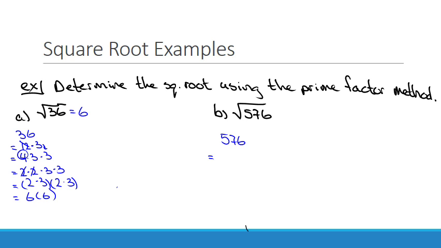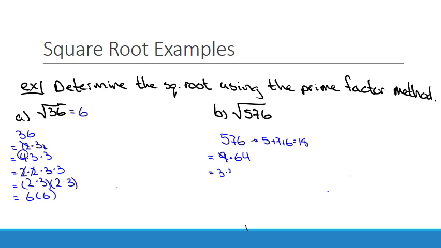One of the division rules I want to share with you is the rule for 9. If you add the digits of the number you're wondering about, and if it adds to a multiple of 9, then that number is divisible by 9. So if I look at this, 5 plus 7 plus 6 equals 18. 18 is divisible by 9, so I know automatically 576 is divisible by 9. So 9 times 64 is 576, but I can keep going breaking these down.